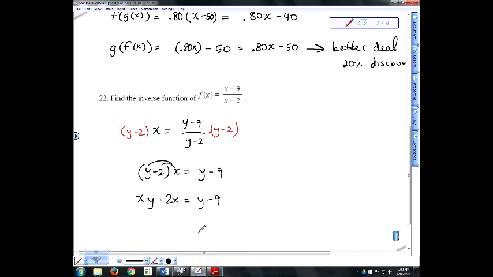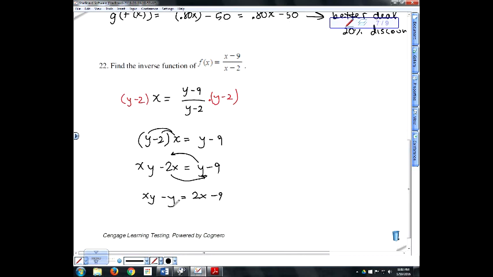That's the second step of finding an inverse. First step is to switch the place of x and y. Second step is to isolate y. And the problem is I have a y over here and I have a y over here. I need to get the y terms on the same side of the equation. So I'm going to subtract the y over here and I'm going to move the 2x over here. So I'm going to get xy minus y equals positive 2x minus 9.